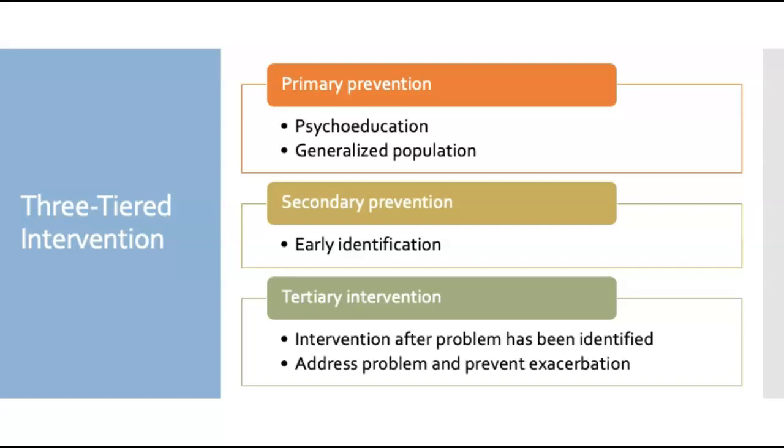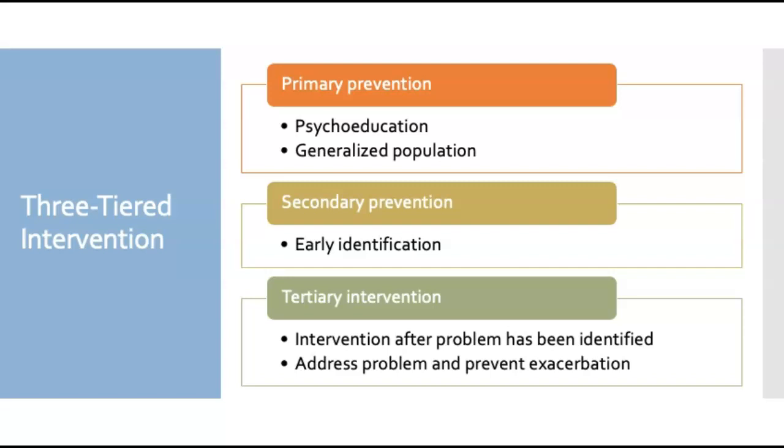Primary prevention includes mainly psychoeducation and generalized populations. An example of this might be taking part in a group training where wellness is a focus, but there is not an individualized approach. We or our clients might go to a workshop about wellness and leave with a plan, but wouldn't have ongoing check-ins or that individualized follow-up in this primary prevention category.